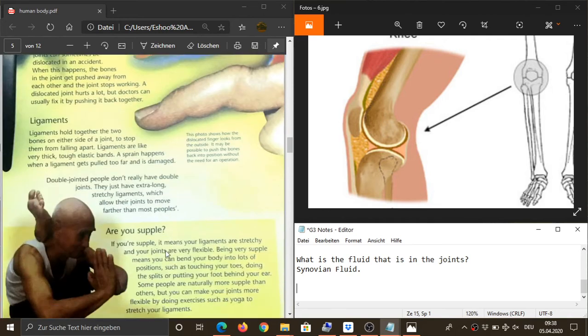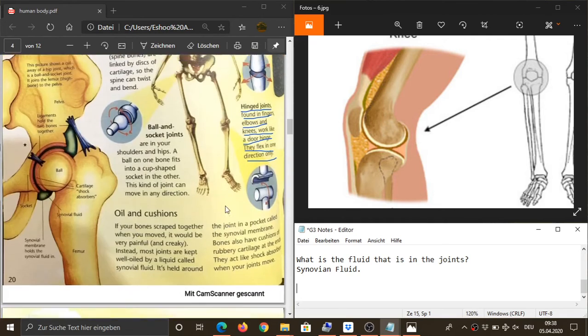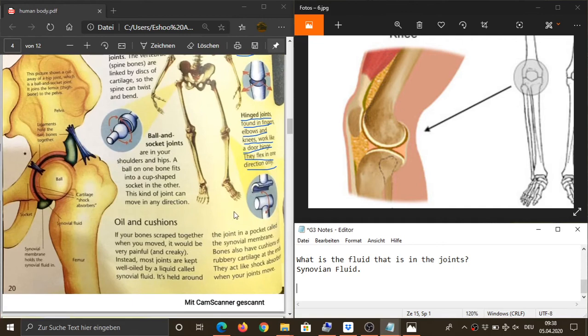So after writing this one, I want you now to highlight the following thing. Bring your highlighter out. Let's start. Oil and cushions. If your bones scraped together when they moved, it would be very painful and creaky. Instead, most joints are kept well oiled.